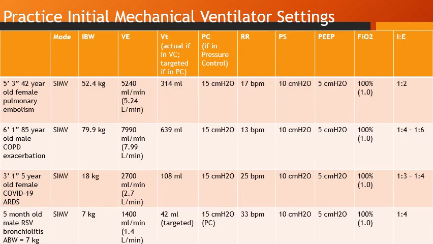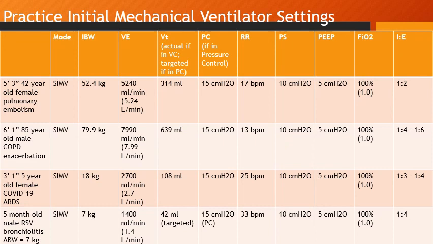Okay, so here are the correct settings for our 4 patients. Let's go through these real quick and talk about how we arrived at these settings. So first we have our 5'3" 42-year-old female with pulmonary embolism. So we talked about in our transport and pre-hospital environment that the ideal mode for us to use for most patients is going to be SIMV. So that's what we'll choose for this patient.